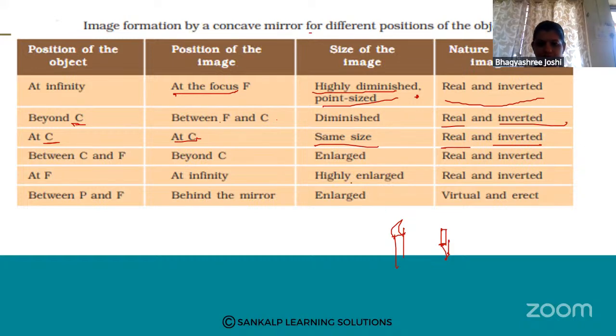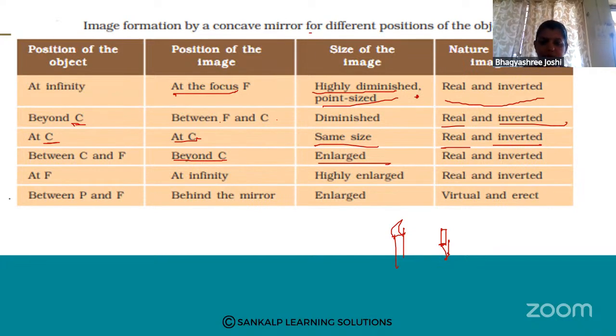So that is inverted. Between C and F, so between center of curvature and focal and principal focus F, the image will form beyond C and it is enlarged. Enlarged means it forms bigger than the object, right? And it is real and inverted.